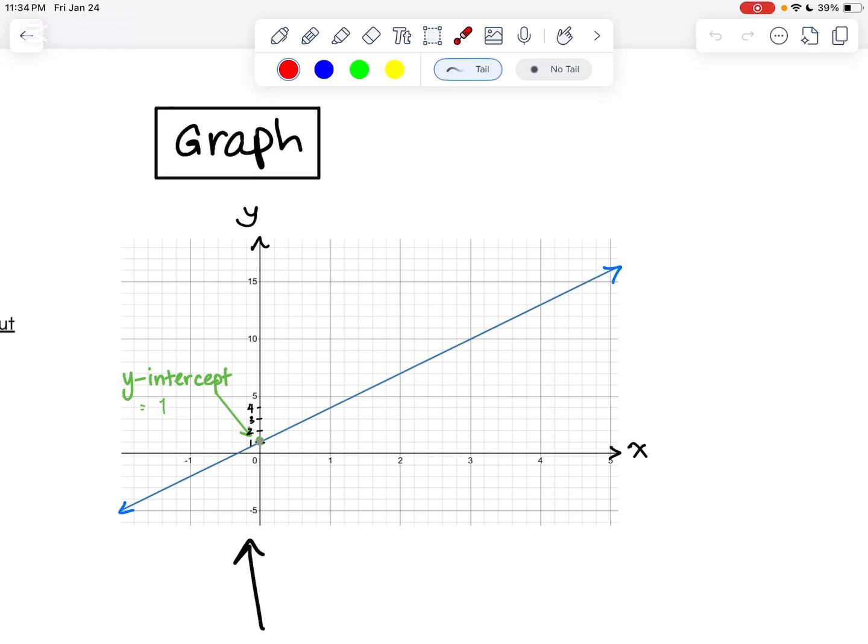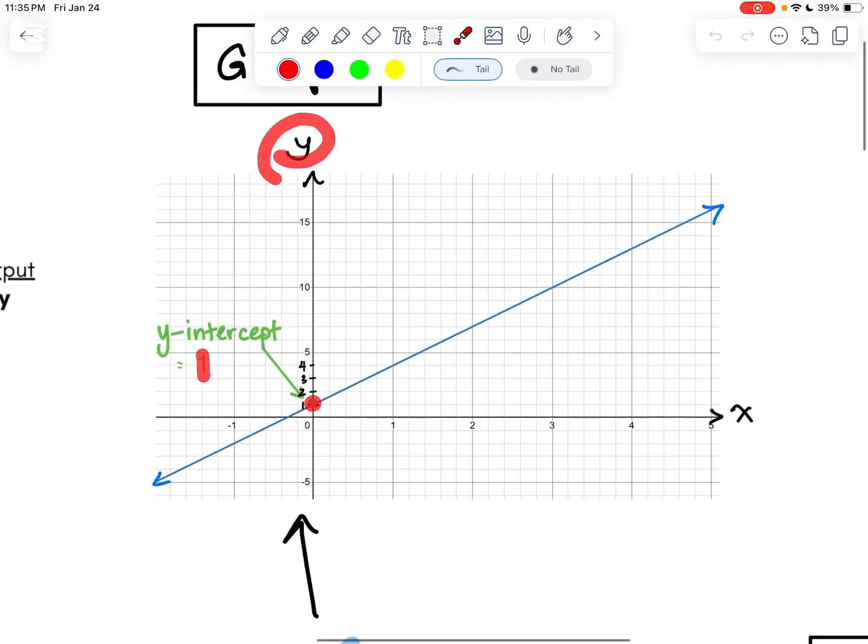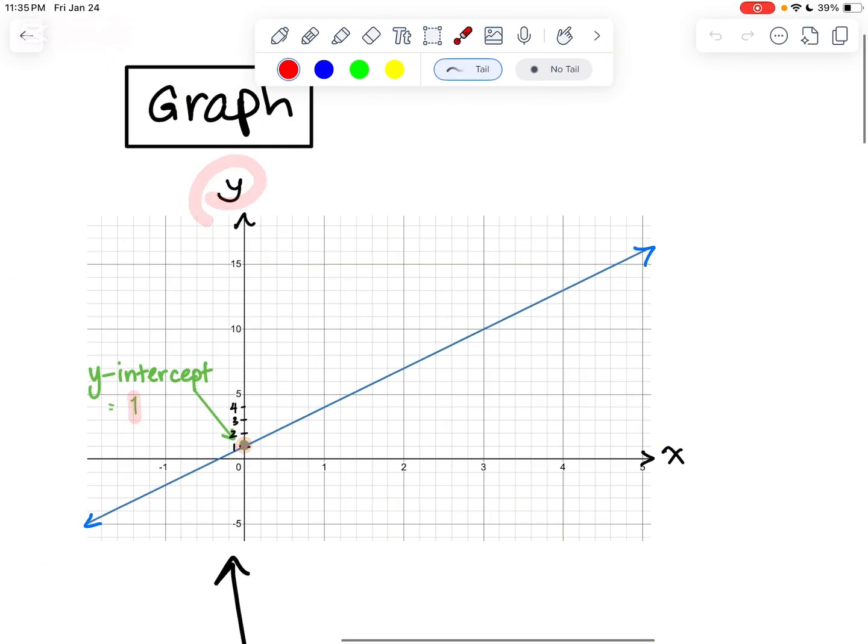Now on the graph, there are a few aspects of the line that we want to look at. One of them is the y-intercept. That's just the number where your line meets or intersects with your y-axis. So in this case, it meets at the number 1, so the number 1 is the y-intercept.